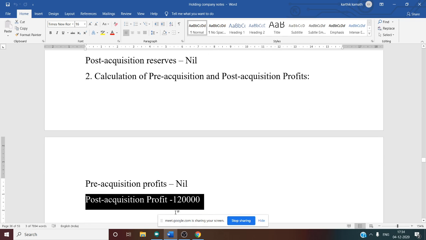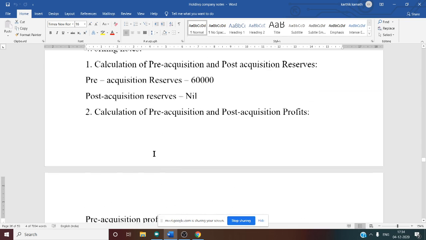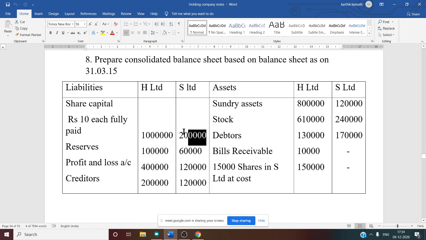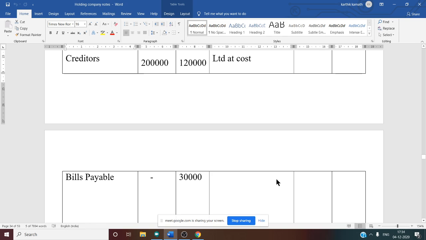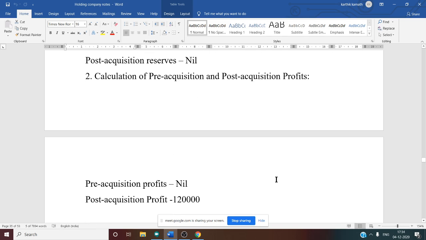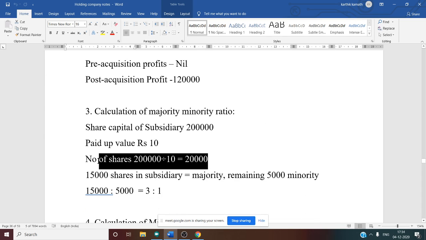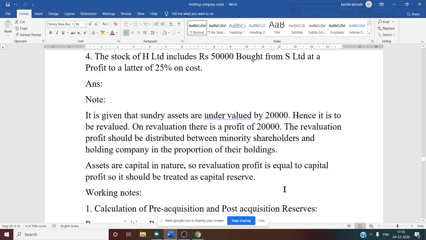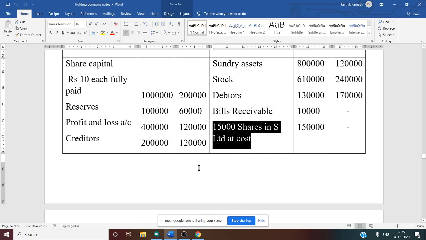Now after doing these two working notes, the next thing we want is the majority minority ratio. For that, the first thing we need is the share capital of the subsidiary. Let us see the share capital of the subsidiary. See this, it is given as 2 lakh. Now the paid up value is 10, so 2 lakh divided by 10. What is the number of shares available in the subsidiary company? That is 20,000. Out of these 20,000, if you see the asset side, they have given 15,000 shares. Once again, we'll look at the problem. See this, 15,000 shares in Yes Limited at cost they have mentioned.